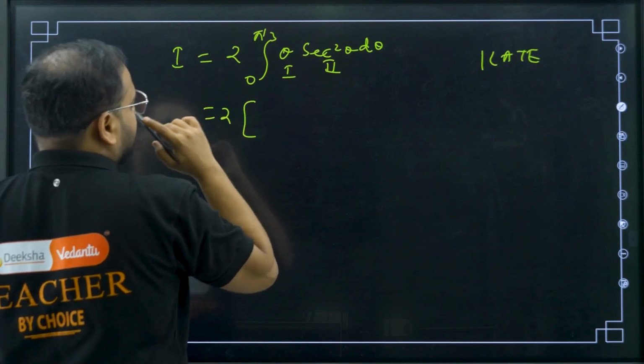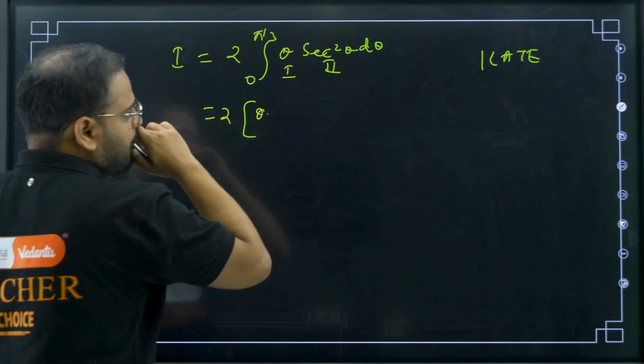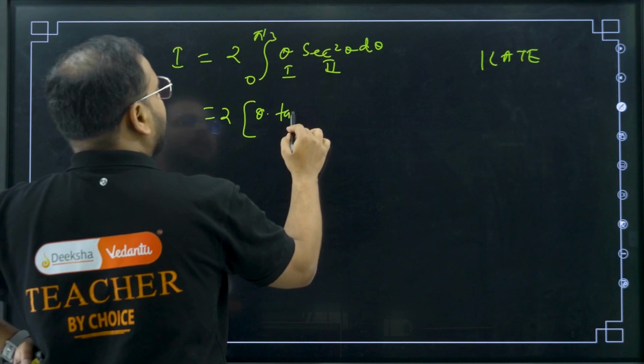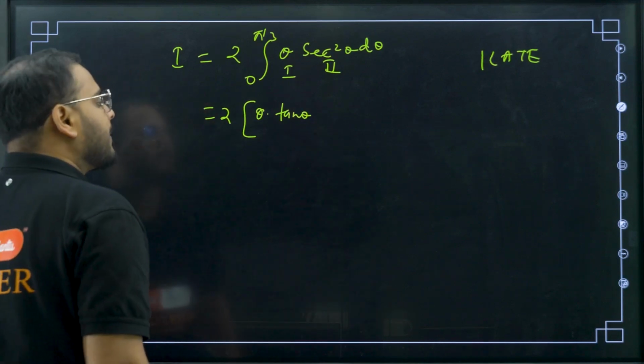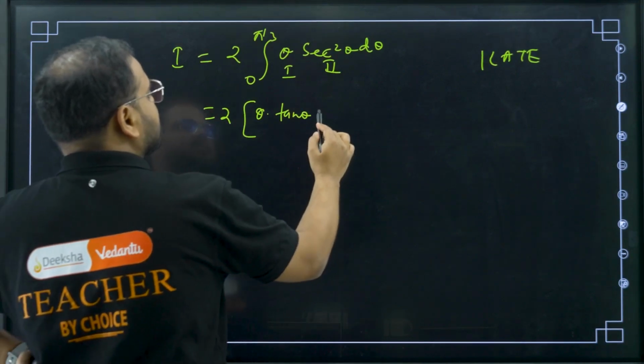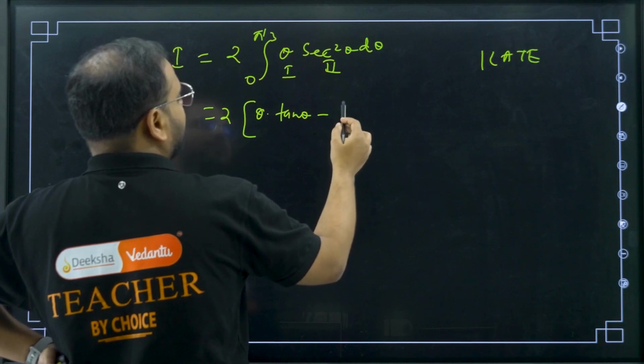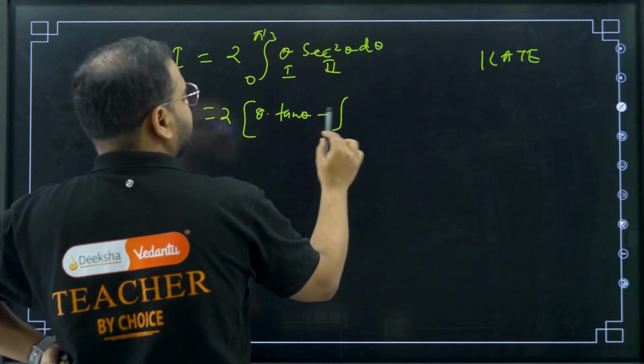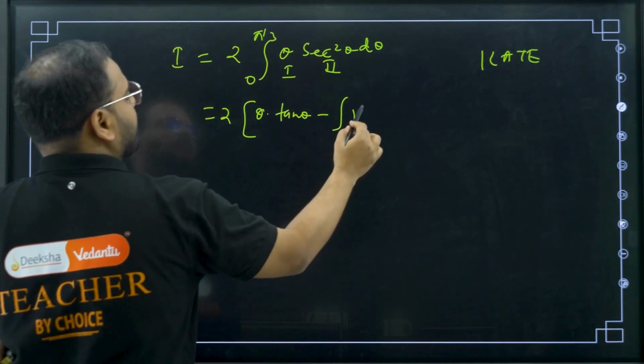So write like this. Theta will become as it is. Sec square integration will be simply tan theta. I'll have a minus sign. Over here the integration will be what? This differentiation will be 1, and again I'll get tan theta.